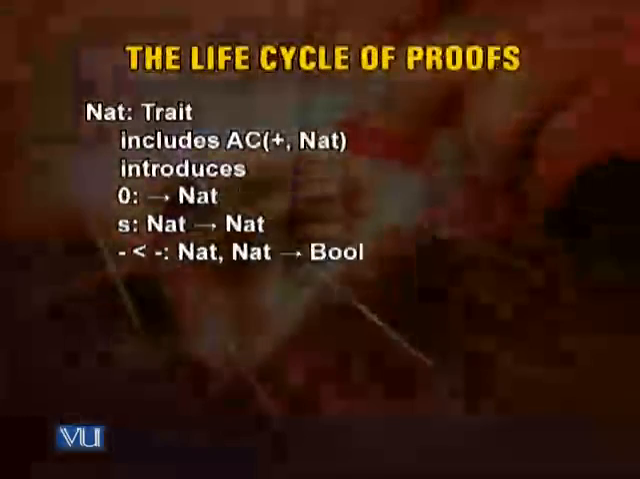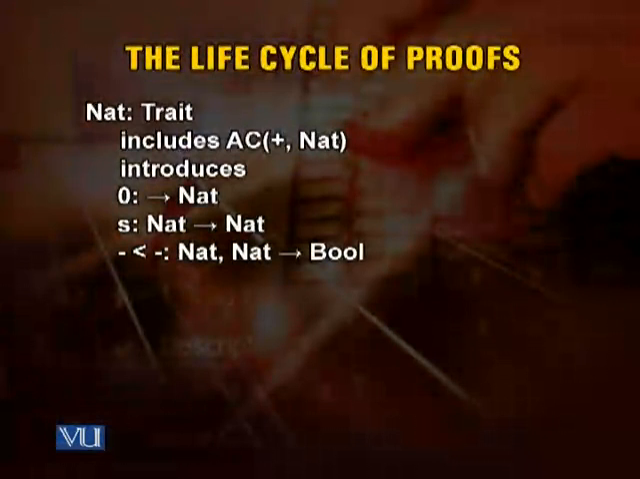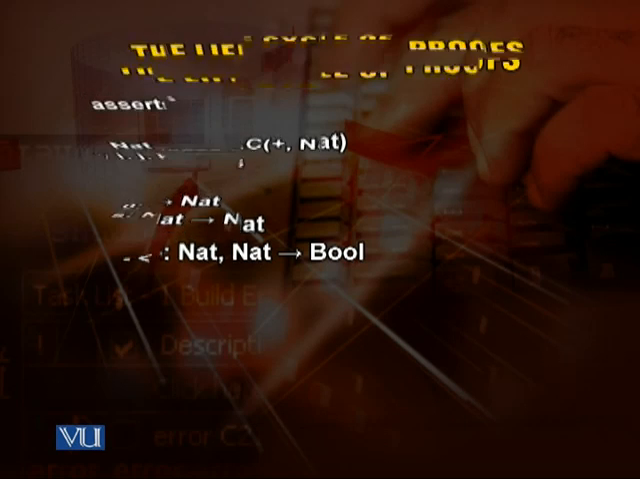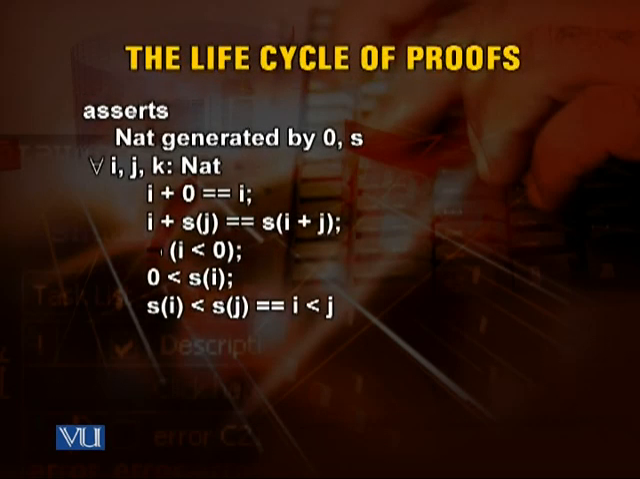Now let us look at a very simple trait and the corresponding proof for that. So here is a very simple trait for natural numbers. It includes AC plus, comma, nat, which introduces 0, which gives you a natural number. S is a function which takes a natural number and gives you a natural number, and less than takes two natural numbers and tells you whether the first one is less than the second one, true or false. The assertions are: natural is generated by 0 and S. Those are the two constructors.